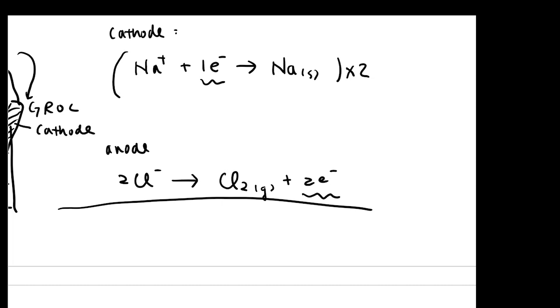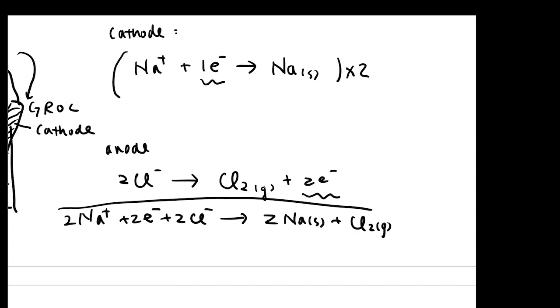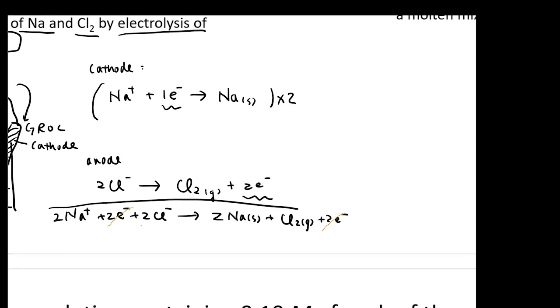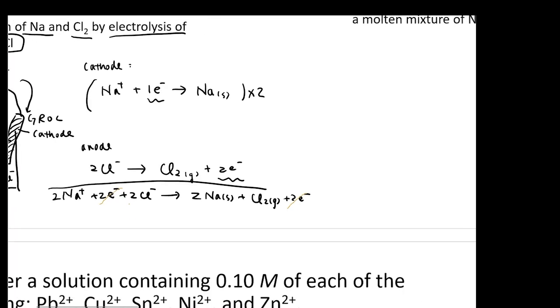In the end, you're going to have 2 sodium plus, 2 electrons, plus 2 Cl minus. That gives you 2 sodium solid plus Cl2 in gas form plus 2 electrons. The 2 electrons cancel out, so that is the overall reaction. Now you want to calculate your E naught cell.